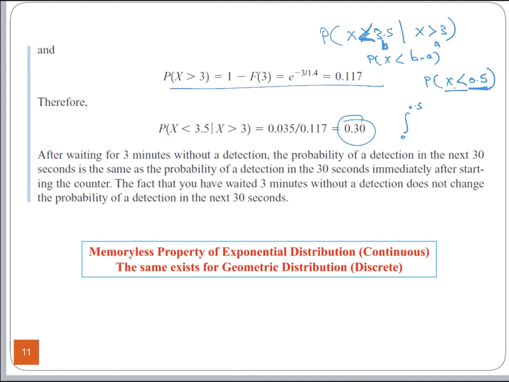The memoryless property has to be kept in mind. It is a property that exists in the continuous case for the exponential distribution. We did not discuss this earlier, but the same property exists for the geometric distribution in the discrete case. Keep this in mind, and by this we have finished the lecture for today.